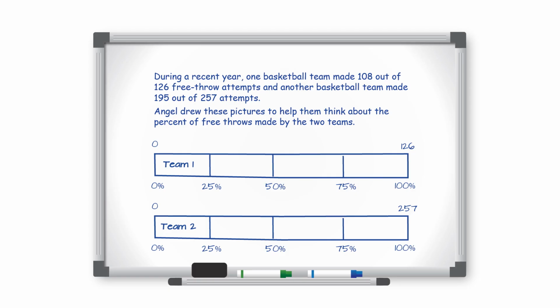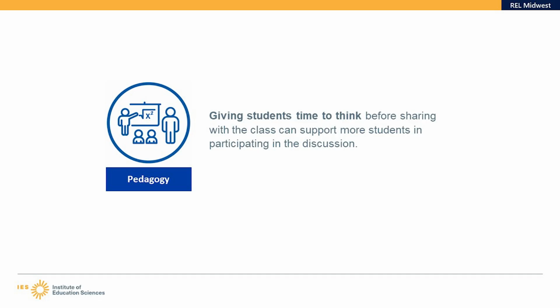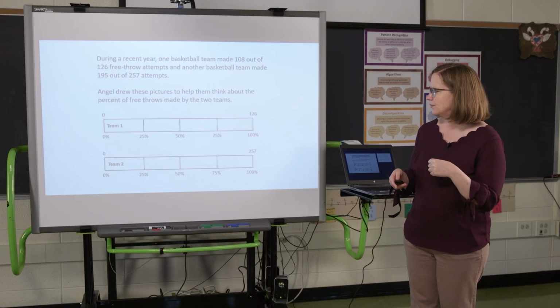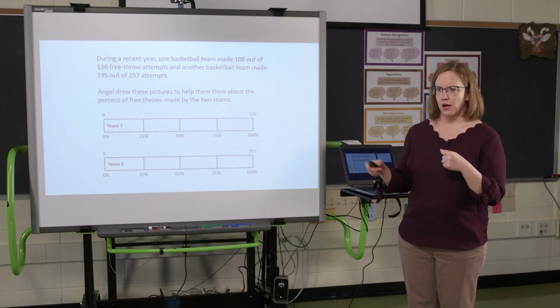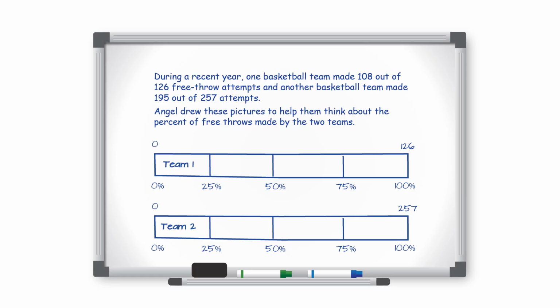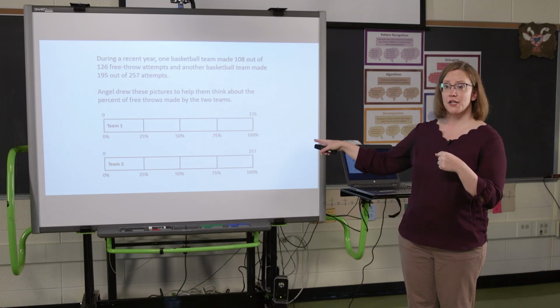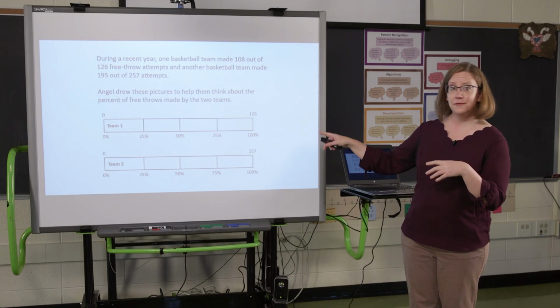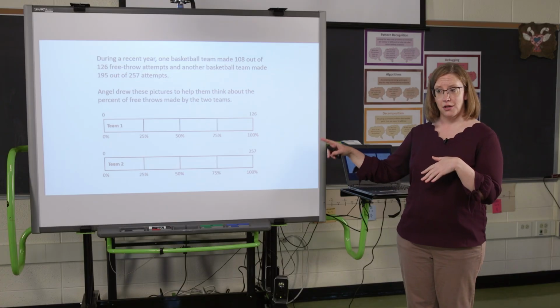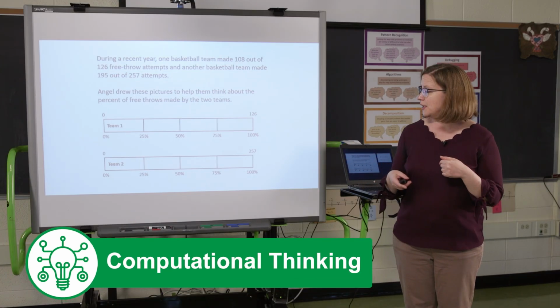Angel drew these pictures to help them think about the percent of free throws made by the two teams. So I want you to take a second. What do you notice about these drawings that Angel was making? And what do you think Angel was trying to do with the drawings? So first, what do you notice? Yep, there's a bar for each team. What else? Okay, yeah, so the percents are written across the bottom. So we have 0%, 25%, 50%, 75%, 100% across each one. It's good to notice. What about the numbers on the top of the bars?